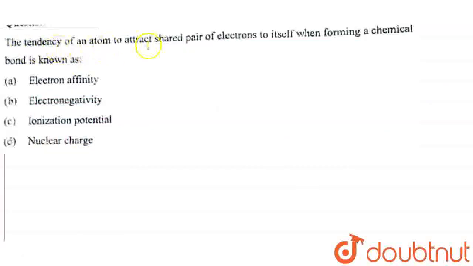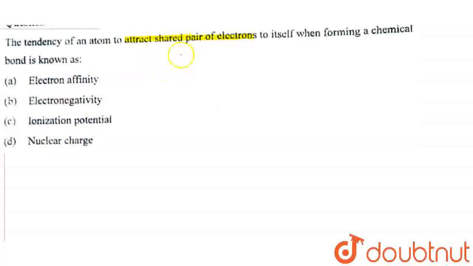Hello everyone. The question is: the tendency of an atom to attract the shared pair of electrons to itself when forming a chemical bond is known as. Okay. So we have been given a statement and we have to say what that property is called, and we are given 4 options: electron affinity, electronegativity, ionization potential and nuclear charge.